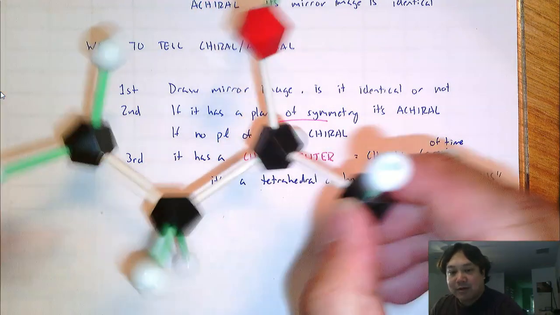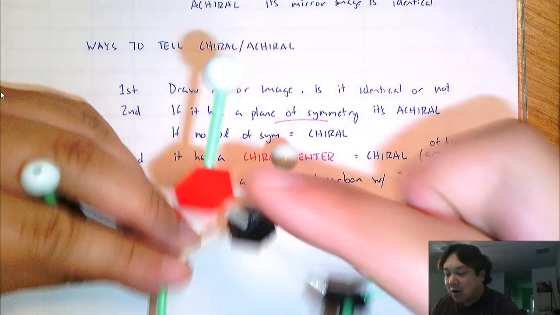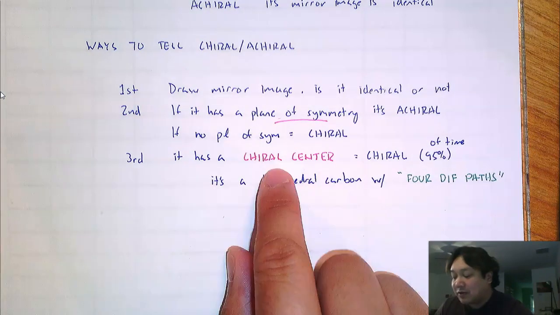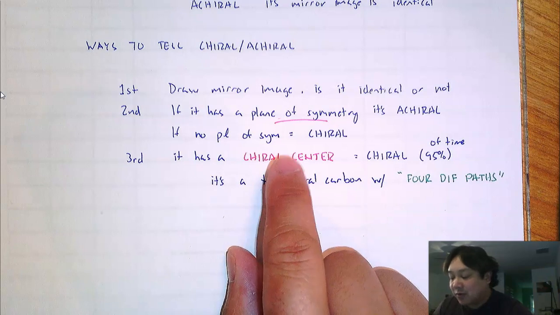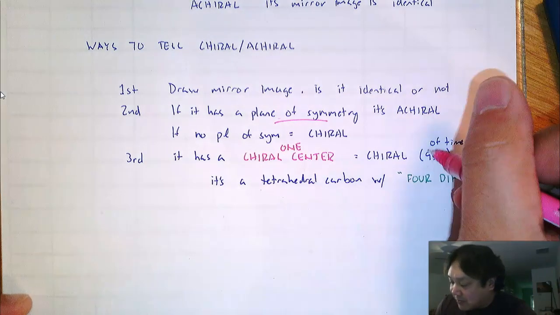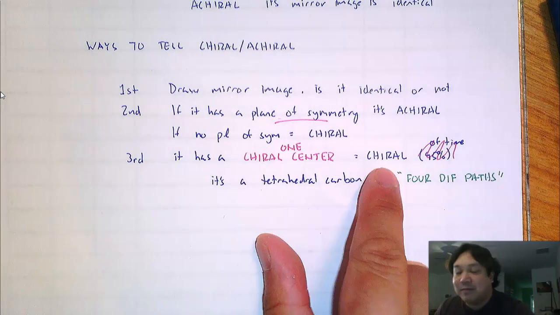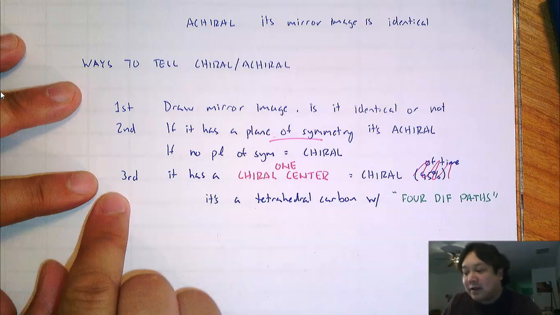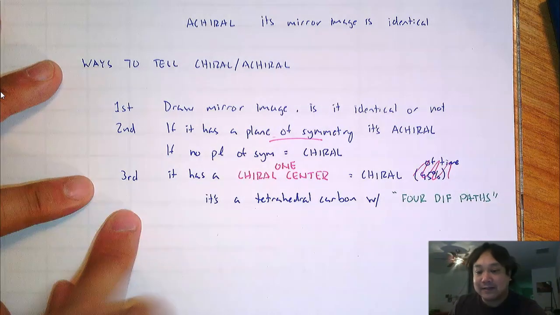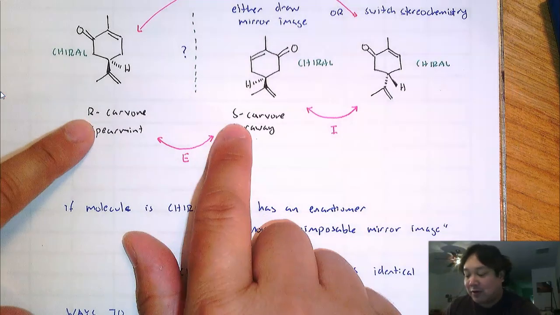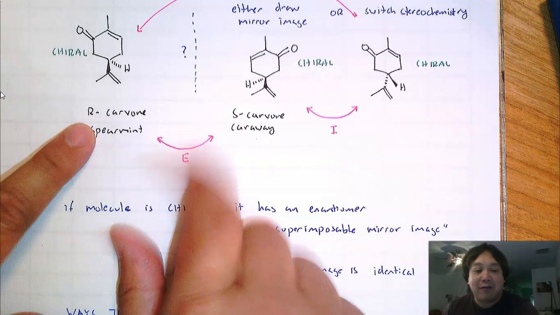We have a methyl group on the right, ethyl on the left, OH towards us and H away from us. That's 4 different paths. That carbon is called a chiral center, and if it has, let's say, 1 chiral center for now, and then we can get rid of this exception, the molecule is chiral. Those are the 3 ways to tell whether a molecule is chiral. In the next video, we'll do some practice, especially this one, because this is the one that we need to know to assign R and S. We are going to learn how to assign R and S for these chiral molecules.